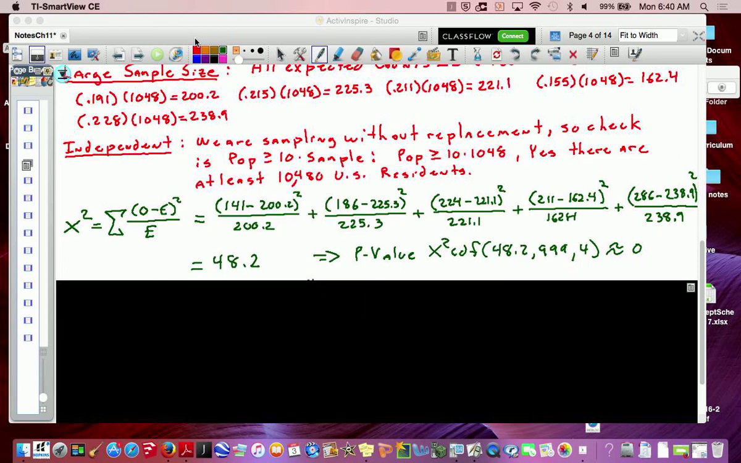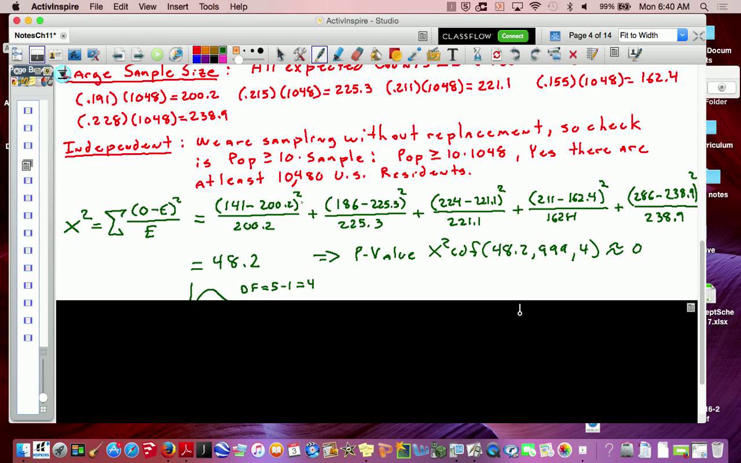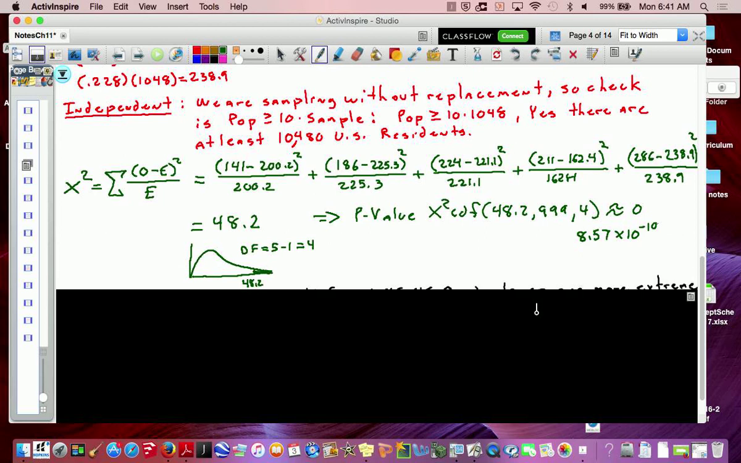So I'm going to just kind of write that down here. It was 8.57 times 10 to the negative 10th power. So you can see why I'm saying that this is basically 0.